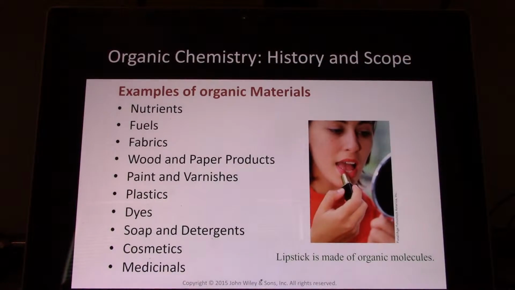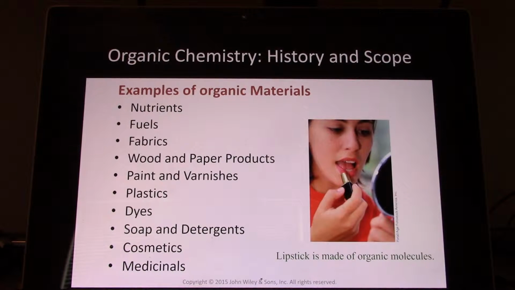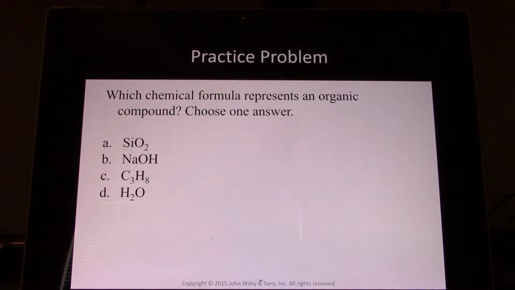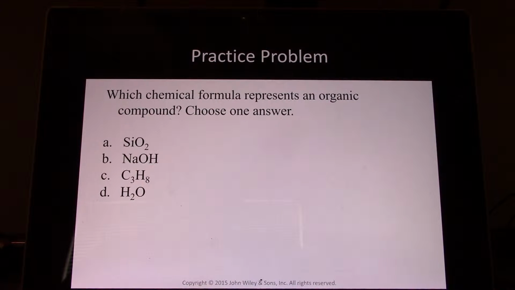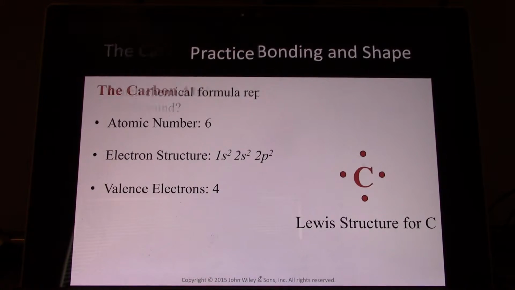Examples of organic materials: we have nutrients, fuels, fabrics, wood and paper products, paints, varnishes, plastic, dyes, soaps, detergents, cosmetics, medicines. Most chemistry that you see on a day-to-day basis is organic chemistry. So which one of these is an organic compound? Well, we remember, organic chemistry is the chemistry of carbon. And only C, propane, contains carbon. So that is the only organic chemical up there.